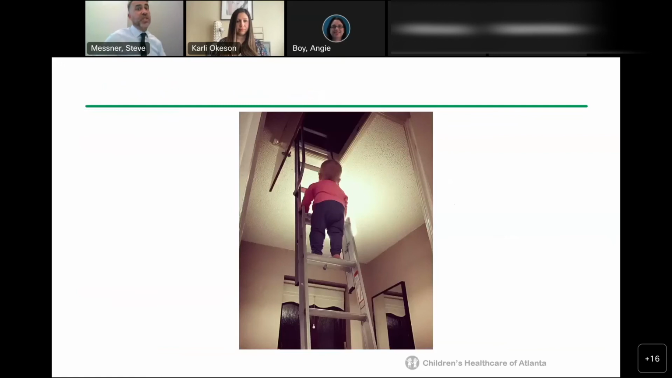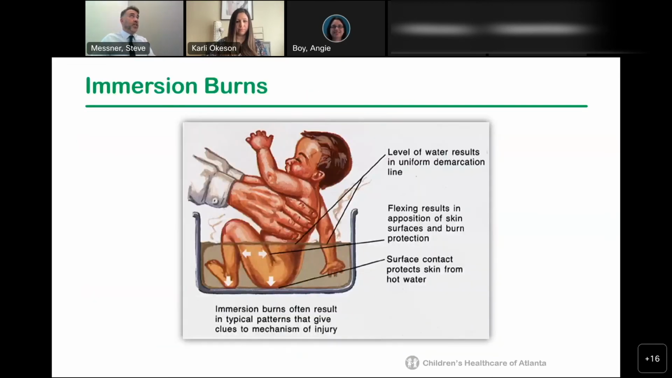Okay, I'm going to show you these are probably the toughest pictures to look at, but I just want to show you guys what immersion burns look like. It's not commonly seen, as potty training is the provoking incident, and they take the child and hold them like this, put them down into the hot water, and you wind up getting a very classic pattern to the burn.